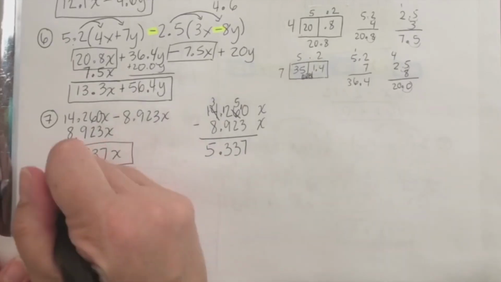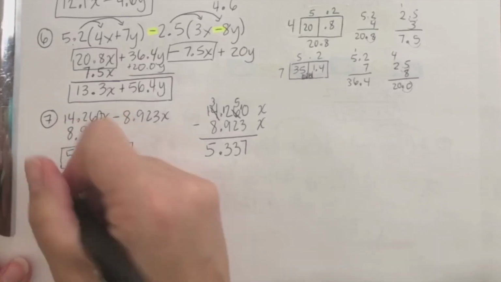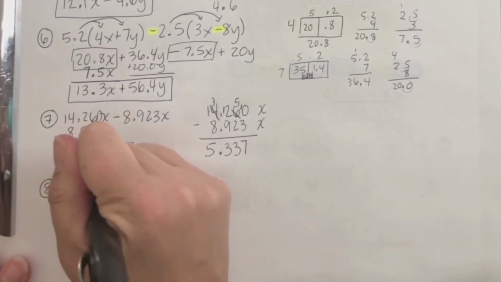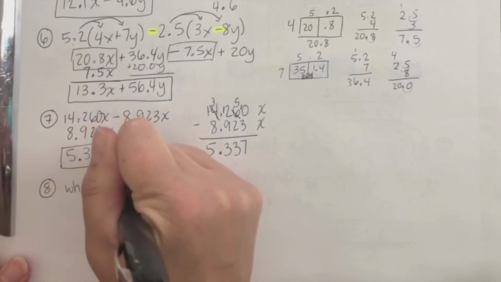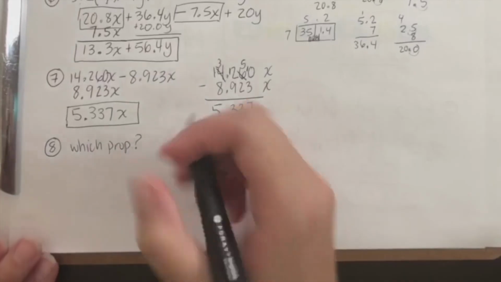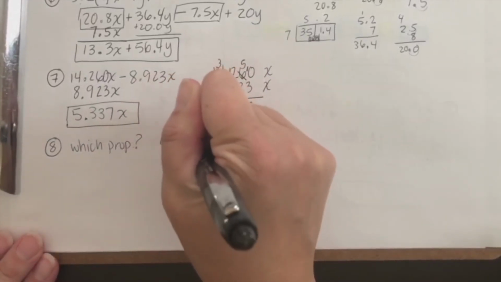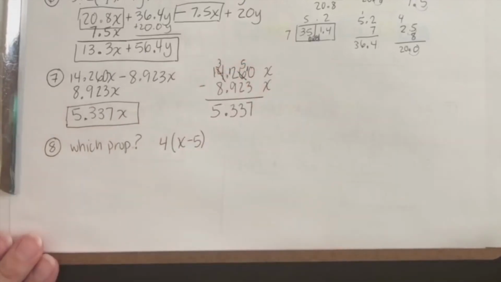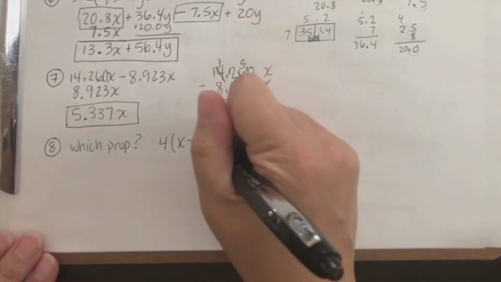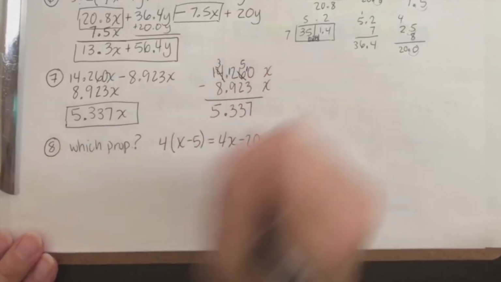All right, let's do number 8. Which property is shown here? Another one of those. And then we've got 4 times (x minus 5) equals 4x minus 20.